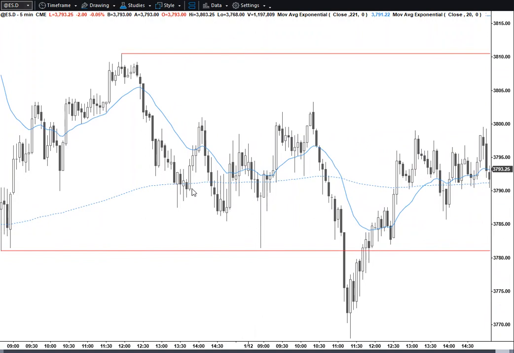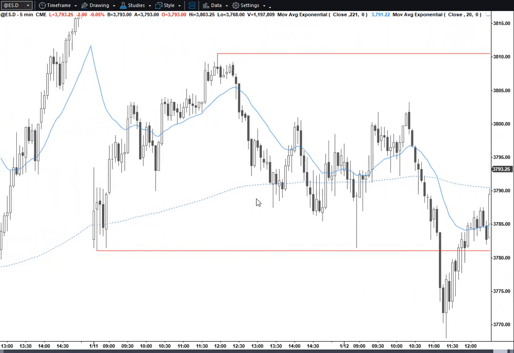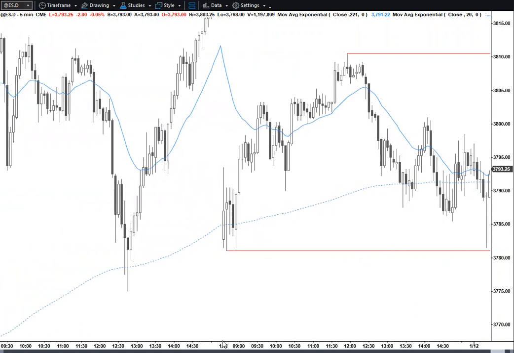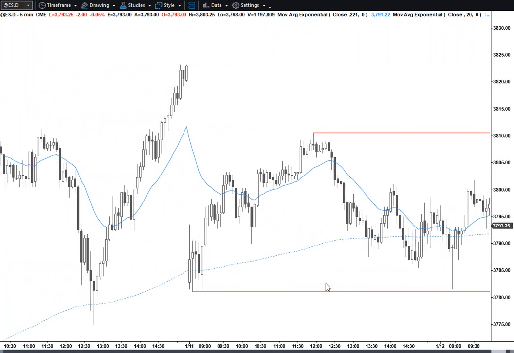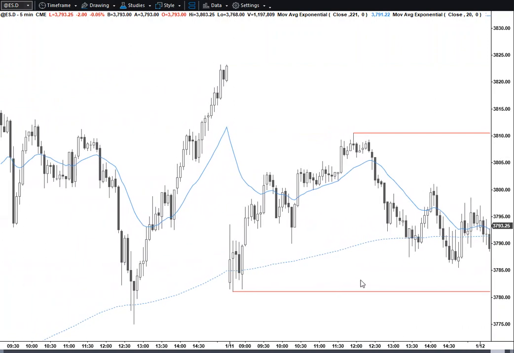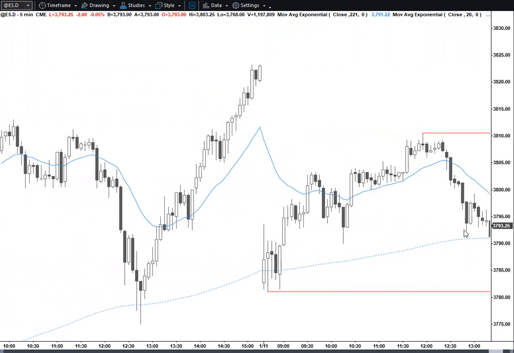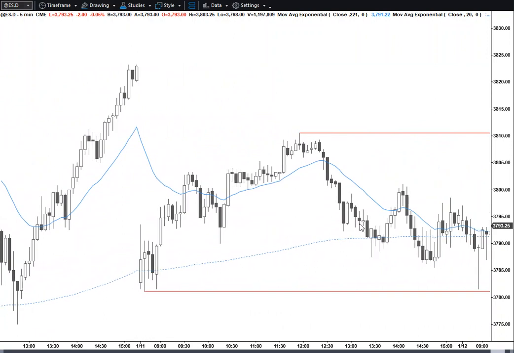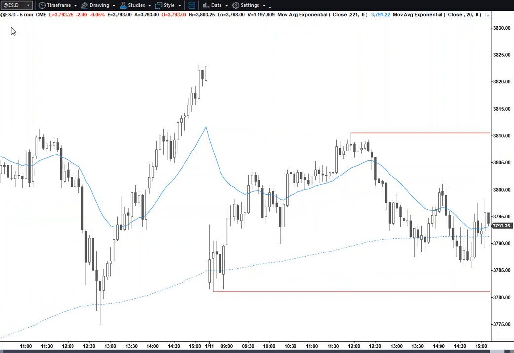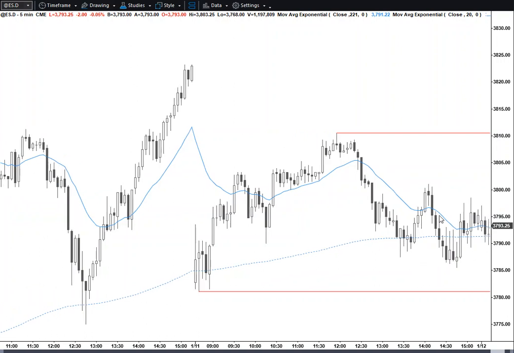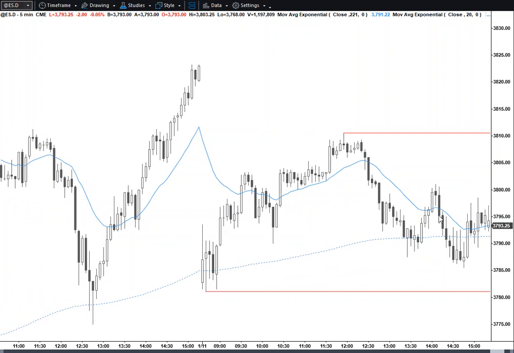And you can see another thing, flat moving average, 60-minute chart. I'll do it like this. Whenever the moving average is relatively flat, it's a warning that it's trading range price action, and it may stay that way.